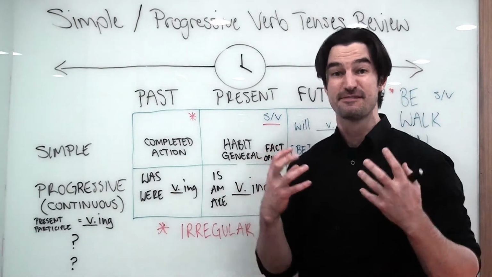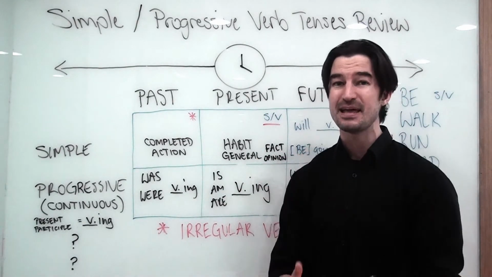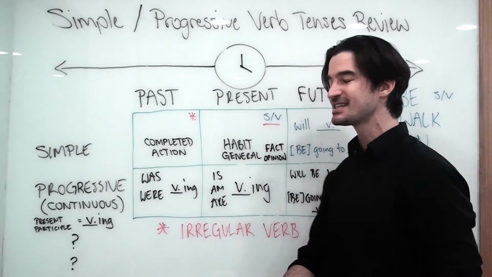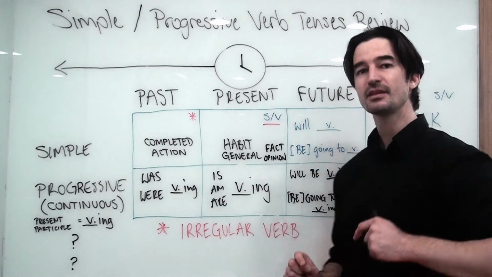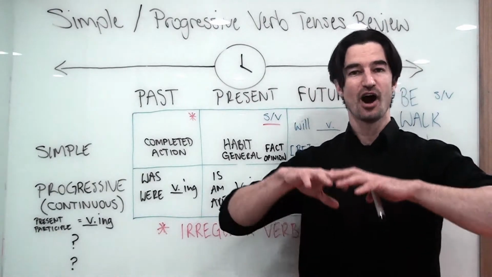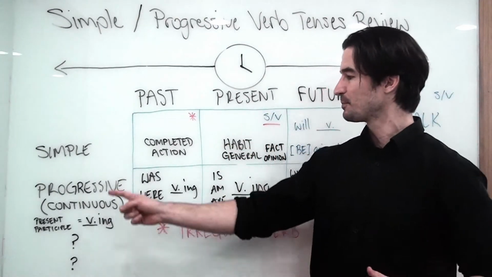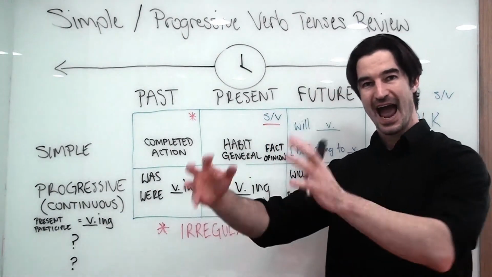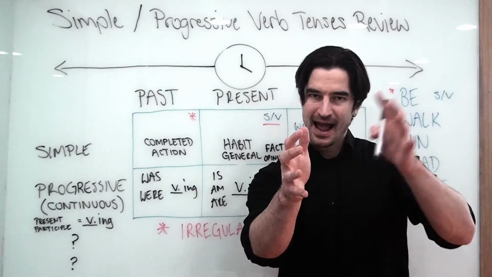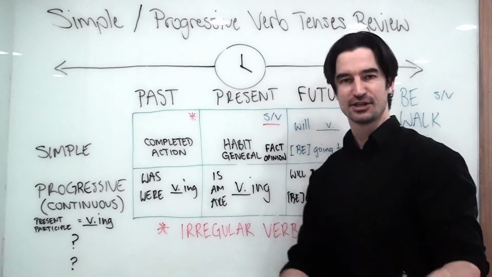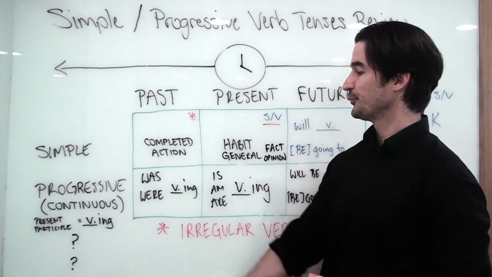The other important thing that you need to remember, and it's written all over this board, is that these verb tenses can only be verb tenses when they include the be verb. So, the way you make all of these continuous or progressive verb tenses is by adding the appropriate be verb to the verb ing. Let's look at some examples as we go through.